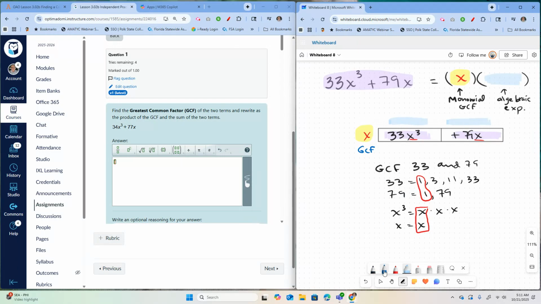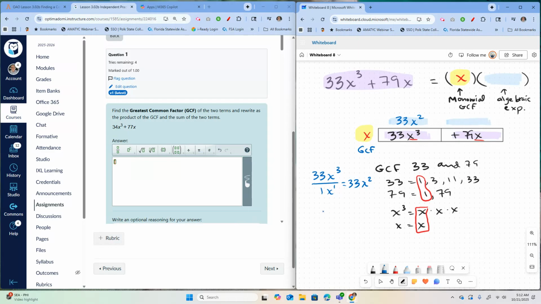How do we find the top of the box? We're going to take the first box that has 33x to the third and divide it by 1x. I know I erased it, but I'm going to keep it here so you see the division. 33 divided by 1 is 33. And when you divide letters that are the same, you subtract the exponents. The x on the bottom has an exponent 1. So 3 minus 1, that will be x squared. And that's what I'm going to put up here, 33x squared.